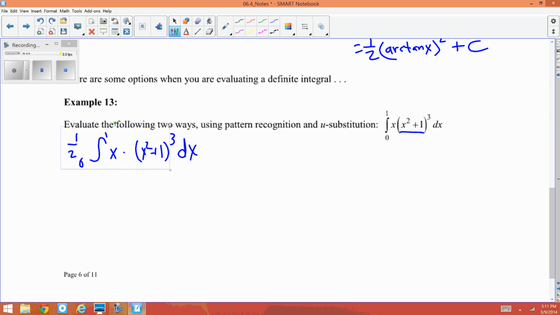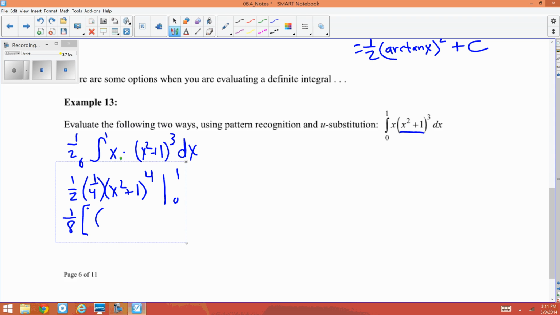I corrected for the 2x part, so I have now 1/2 times the power rule. So add 1 to the power, divide by the new power, evaluate it from 0 to 1. I'm going to pull out my constant so I don't have to worry about it. All right, so we have 1 plus 1 to the 4th minus 0 plus 1 to the 4th, 2 to the 4th, which would just be 16 eighths, minus 1/8, which would give us a final answer of 15 eighths. So that is pattern recognition.